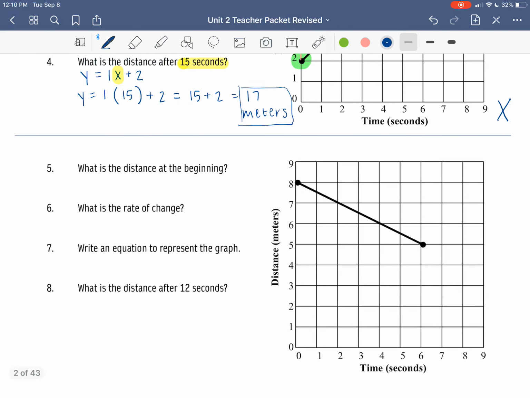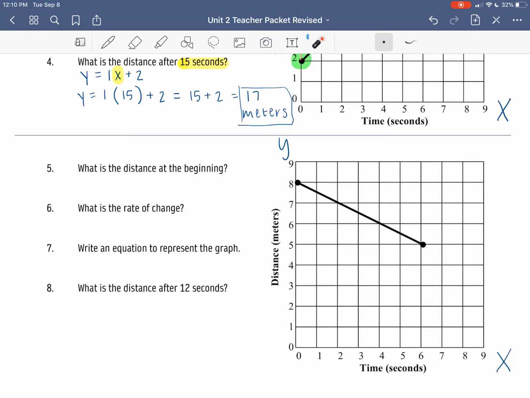In this graph, we do have the same setup. We've got time in seconds is our x-axis, and distance in meters is our y-axis. Notice this graph is decreasing. Over time, my distance is getting lower. So that's going to affect my rate of change.